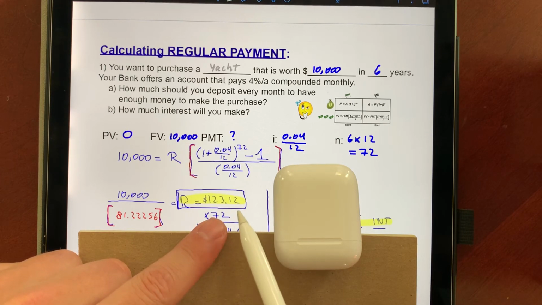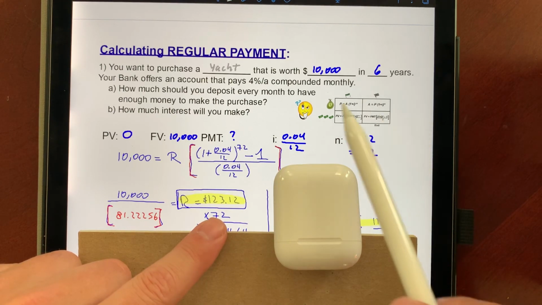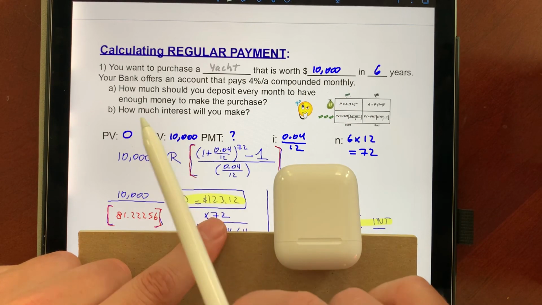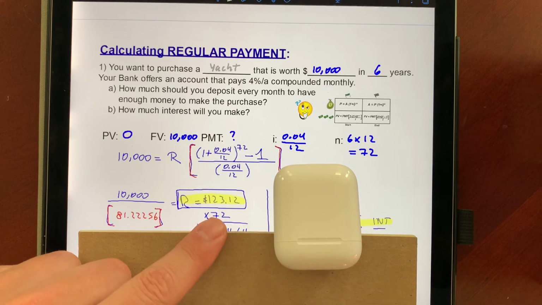$123.12, if I put it down every month for 6 years with interest of 4%, it will grow to $10,000. That's all I need. Part B says, but how much interest did you make? Are you going to make or are you going to pay interest? Because we're investing money, the bank is going to give us money, so we're making interest. If I was borrowing money, the bank would charge me interest, so I would pay interest. In this case, interest works in my favor.